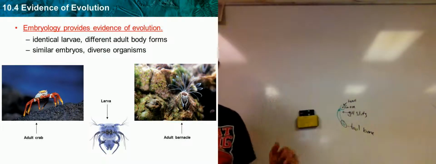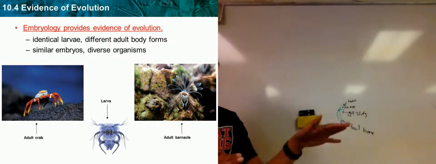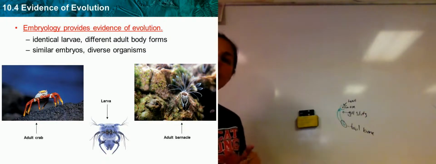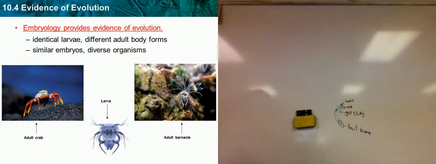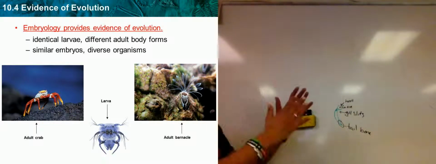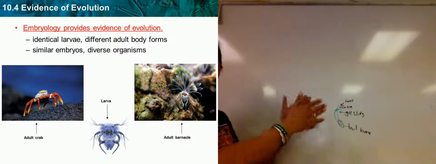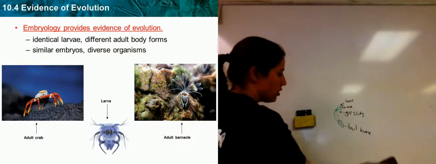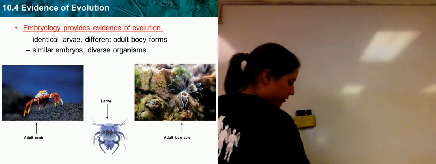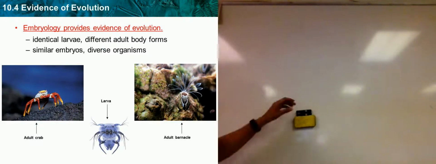You have two different species. You have an adult barnacle and you have a crab. But look at their larvae. They look identical. But as they continue to develop, it totally changes. So embryology just adds another piece of evidence for evolution, because it's saying, look at how similar things are in the beginning, and then look at how they change with time. Well, is change with time not the very definition of evolution? So it's a great piece.